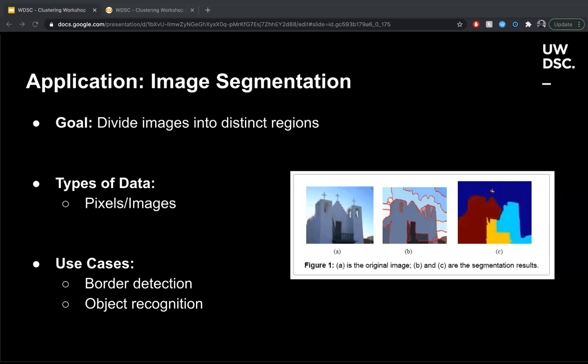You can see on the right in this image, you have the original image, and then in image B they're getting the border, segmenting it, and then the third is the segmented results. So hopefully you can see that application.